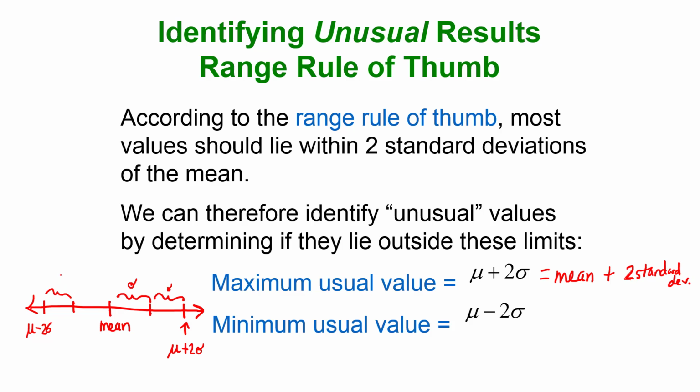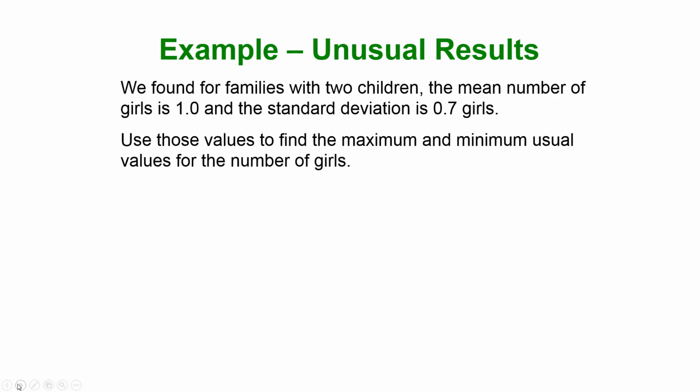So if you're asked to determine if something's unusual, you need to remember to calculate the maximum usual value, mu plus 2 sigma, calculate the minimum one, and just see if your value lies between them or outside of them. So here's an example. We found for families with 2 children that the mean number of girls was 1.0, and when we calculated the standard deviation, it turned out to be 0.7. Use those values to find the maximum and minimum usual values for number of girls.